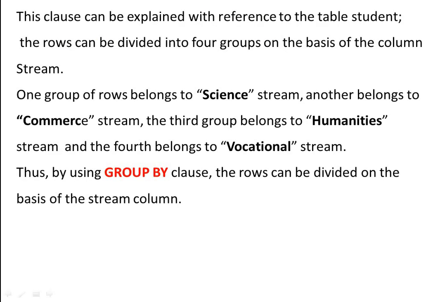Now one example I have taken here, you can see. This clause can be explained with the help of reference to the table, that is student. Now here rows can be divided into 4 groups on the basis of the column stream. So I have a table student. In that table I have 4 groups under the column stream. Stream is the attribute name. Now here one group of rows belongs to science, the other group is commerce, next is humanities, and the fourth one is vocational. So these 4 are the different groups. So here we will use the group by clause on the basis of the stream column.